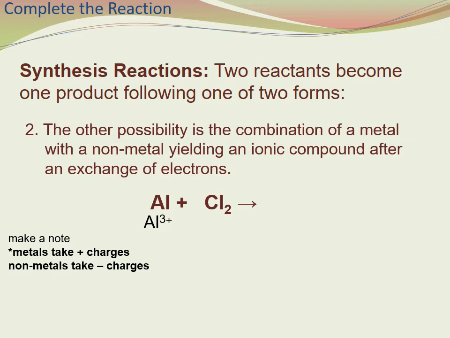Cl, when I look it up on the periodic table, is a nonmetal, so therefore it takes a negative charge. So I go to the negative ions list and I look up Cl, and I see that Cl takes a -1 charge. After the exchange of electrons, each chlorine will pick up a single electron, becoming chloride. With a +3 and a -1, lowest common charge is 3, so I need 1 aluminum and 3 chlorines. I then balance the equation.